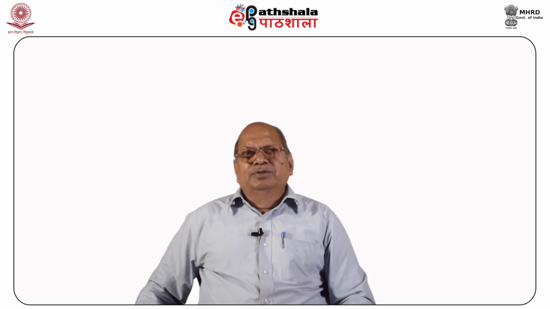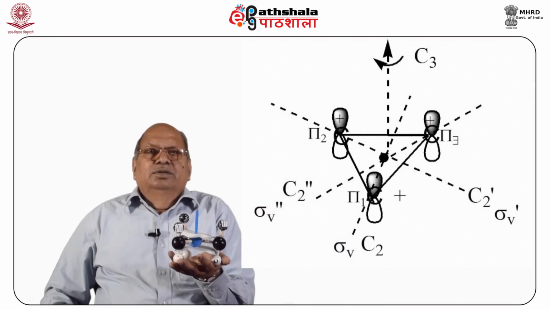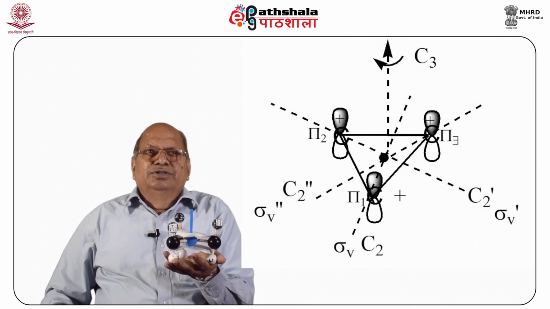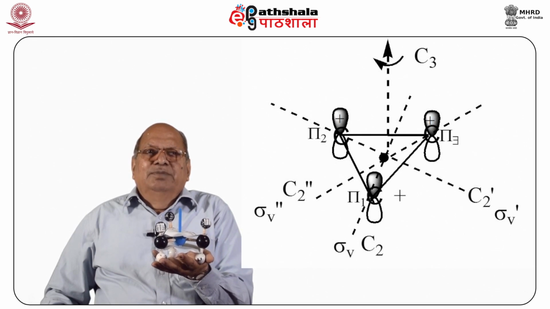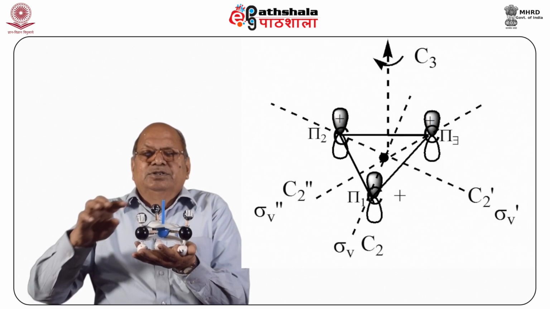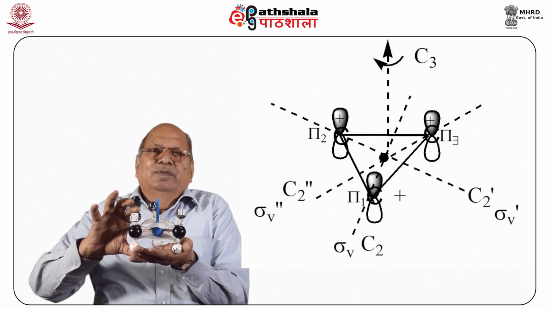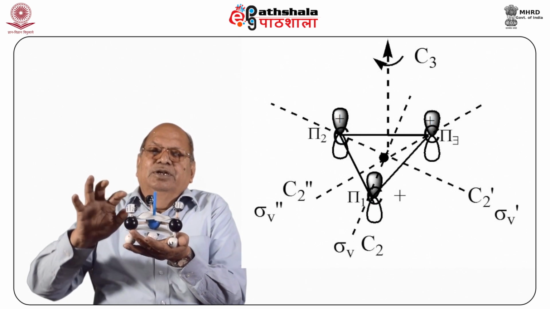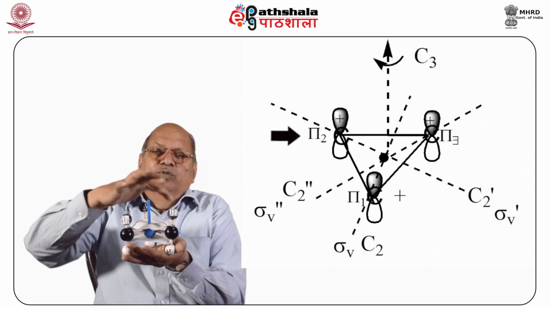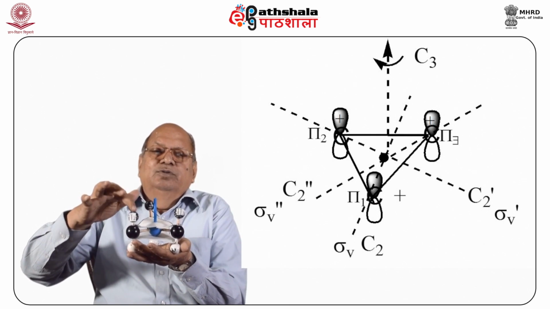The point group of C3H3 cation is D3h. Various symmetry elements and pi orbitals on each carbon atom in C3H3 cation are given in the figure. Now let us take the model of C3H3 positive cation. In this I am just showing it over here, and this black and this white part are showing the pi orbital on each carbon atom. There are 3 pi orbitals. This is pi 2, pi 3, pi 1, pi 1, pi 2, pi 3.